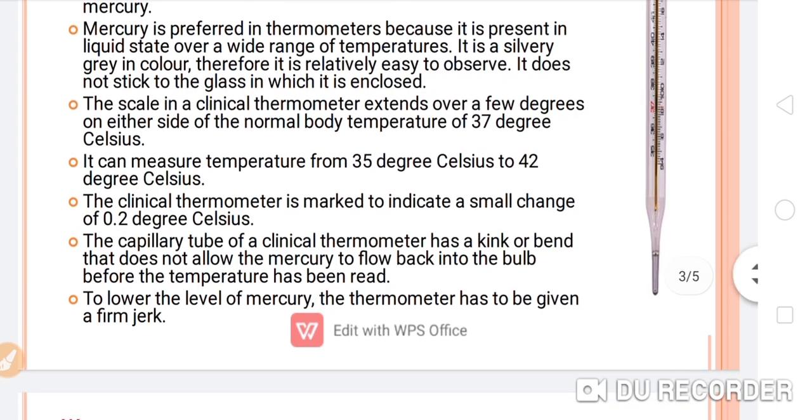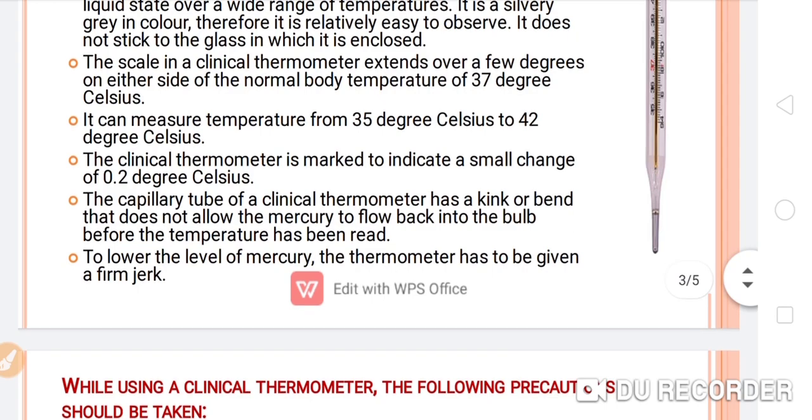Next, the scale in a clinical thermometer extends over a few degrees on either side of the normal body temperature of 37 degrees Celsius. And the range of the clinical thermometer is 35 degrees Celsius to 42 degrees Celsius. Now next point, the clinical thermometer is marked to indicate a small change of 0.2 degree Celsius.